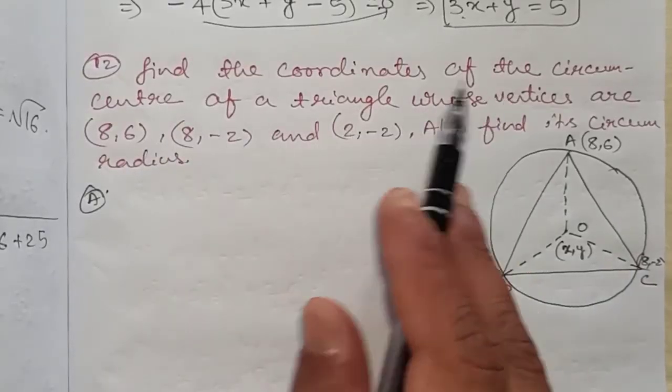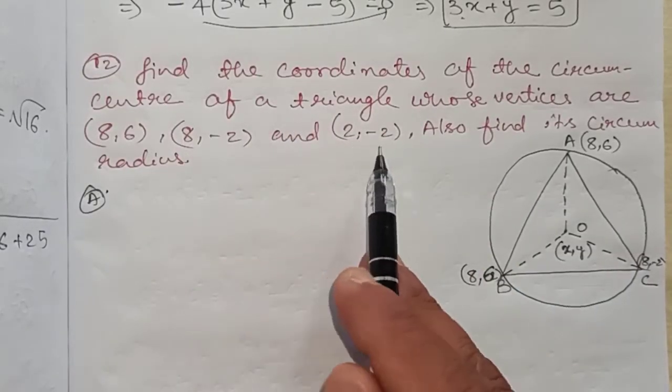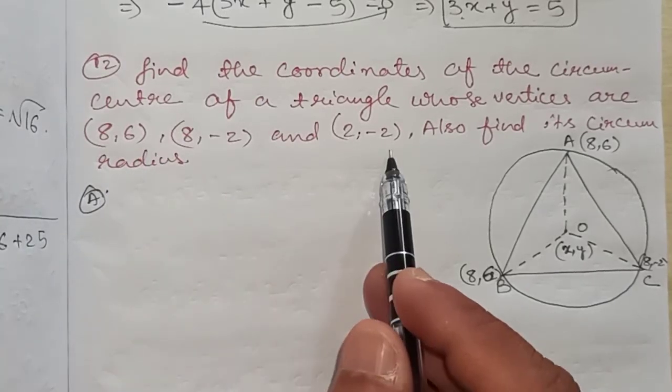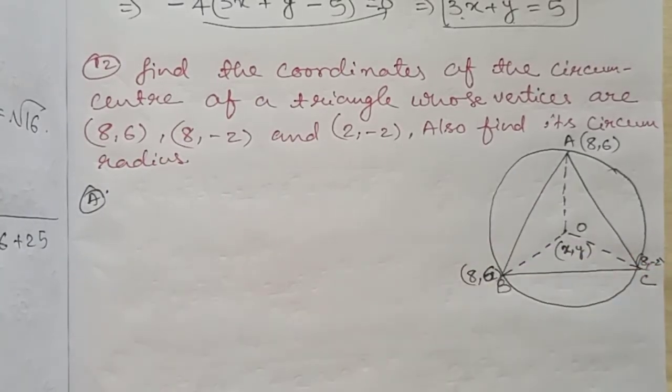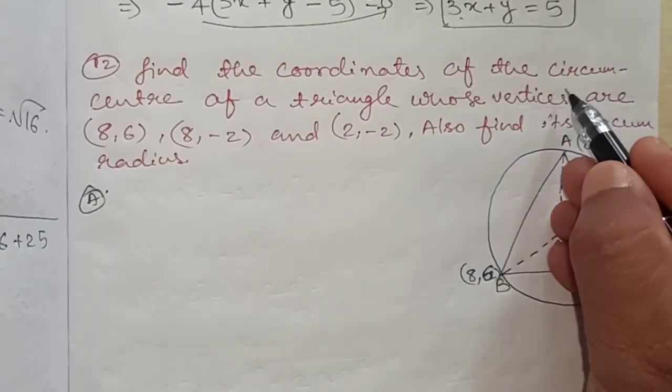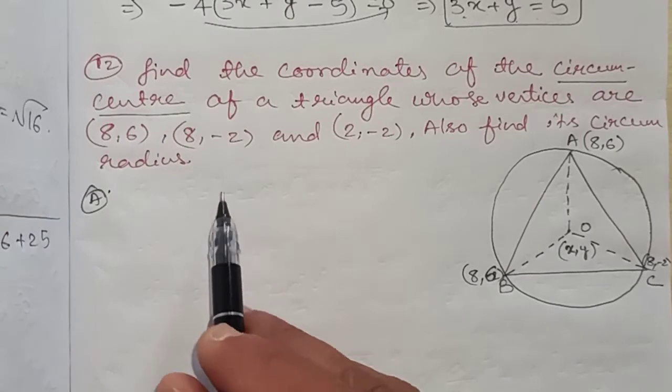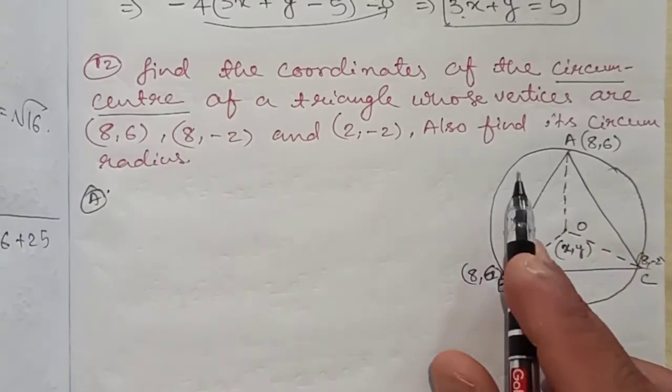Find the coordinates of the circumcenter of a triangle whose vertices are (8, 6), (8, -2), (2, -2). Also find its circumradius. Okay, so for you, circumcenter is a new word. To explain this, I have just drawn a diagram.